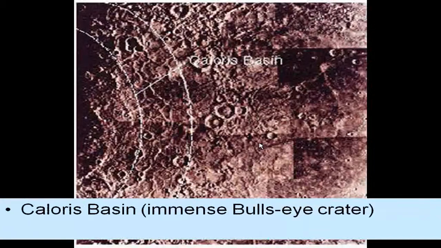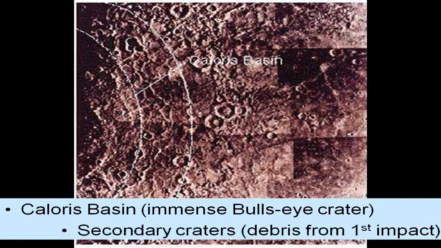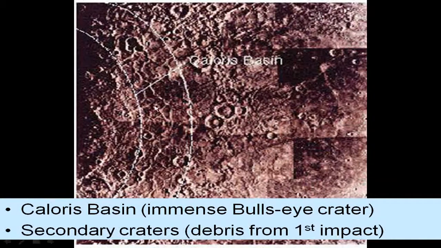And here's that relatively large crater called the Chloris Basin. The Chloris Basin is an immense bullseye crater with an interior crater as well, and another interior crater. So it's a kind of rippled effect on this crater. And you have the secondary craters as well around the perimeter, due to the ejecta causing these secondary craters, debris from the first impact.